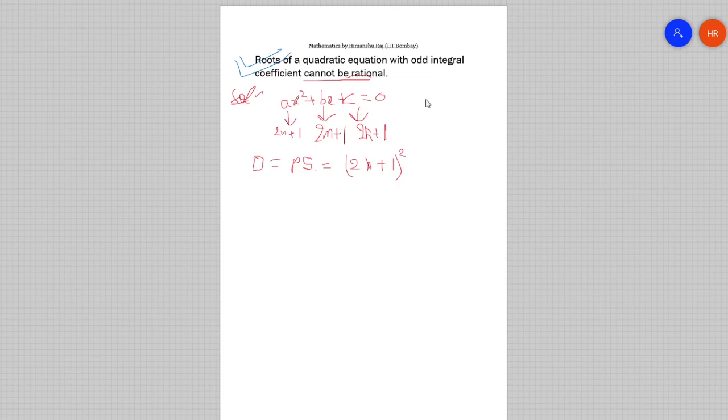It can be proved with a very simple argument that since D is b square minus 4ac, b is an odd number, so its square must be odd. 4ac is always even, and the difference of an odd and even is always odd. And since it's a perfect square, we suppose this to the power 2.